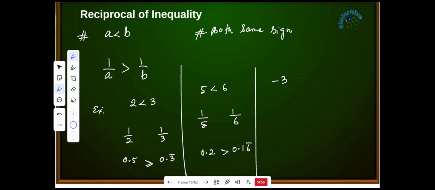Let's say we have -3 less than -2, both numbers having the same sign, but this time I have taken negative numbers. If we take the reciprocal of -3, that will be -1 upon 3, and the reciprocal of -2 is -1 upon 2. Same here, 1 by 3 is 0.3 bar, and this is -0.5. So here also this -0.3 bar is bigger than -0.5. So again we have seen that by taking the reciprocal of either side of the number, the inequality sign is reversing. Now what if the two numbers have opposite signs?